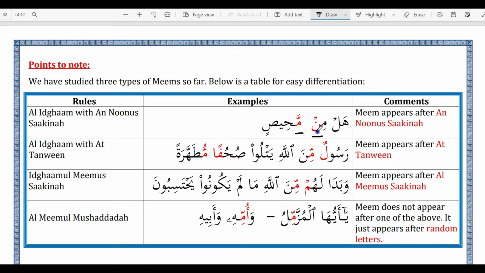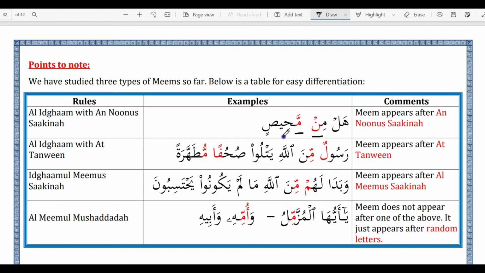Would this be Meemul Mushaddada? Because we studied again, Meemul Mushaddada is a Meem with a Shadda written above it. When we look here, we have a Meem with a Shadda written above it. So what example is this? Is this Meem al Mushaddada or something else?